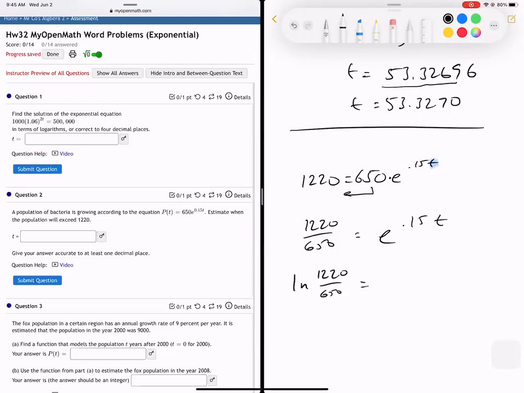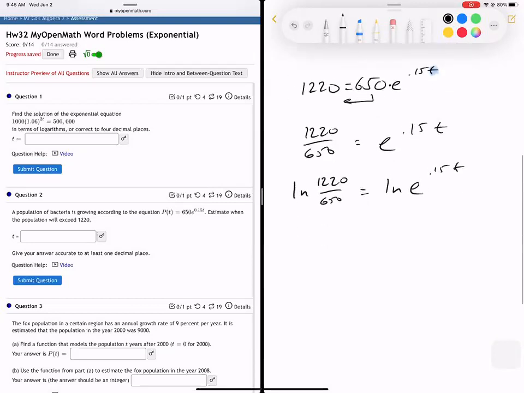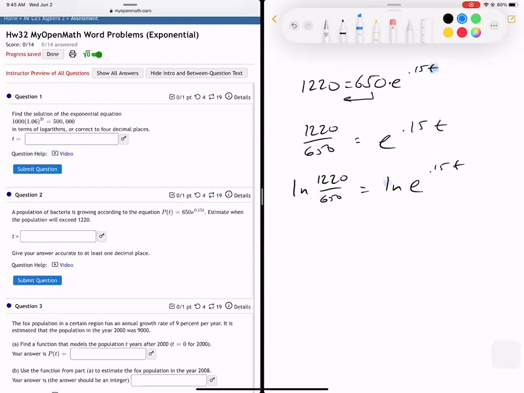1,220,650 is equal to natural log of e to the 0.15t. Now, the work should say, hey, what happens to natural log of e? These end up canceling out, leaving me natural log of 1,220,650 equals 0.15t. And then this is all calculated work.